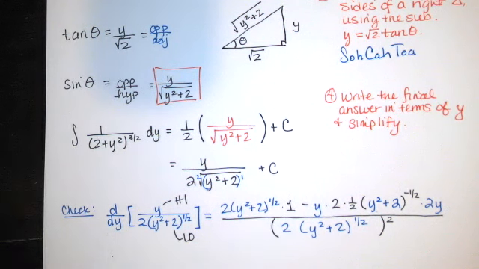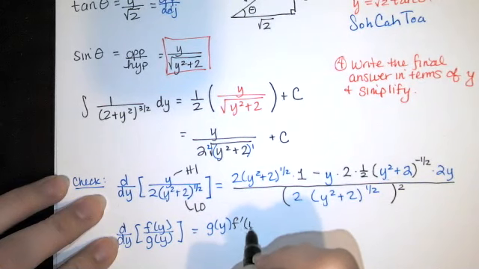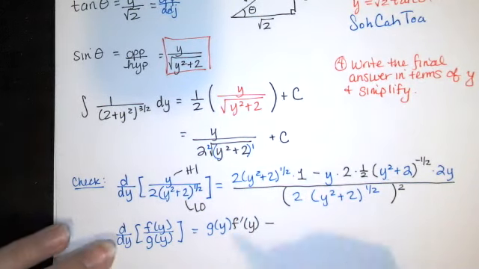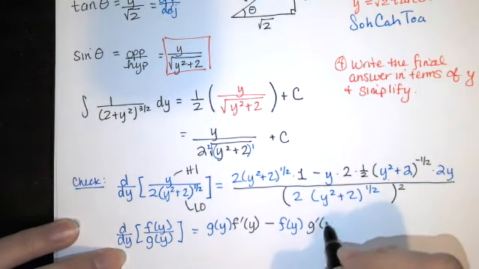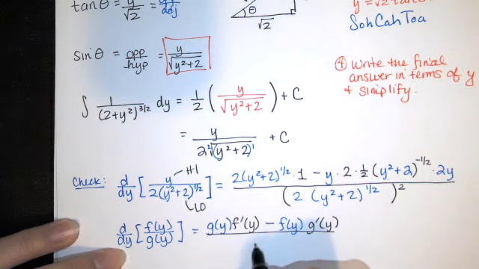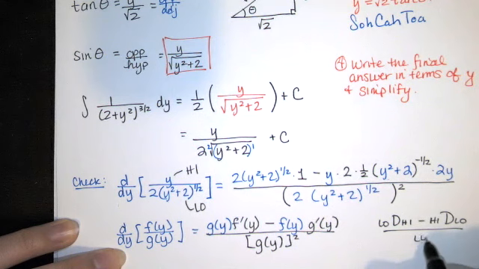Or if you prefer more traditionally, if we have a function of y here and a function of y here, we have the bottom function times the derivative of the top function, minus the top function times the derivative of the bottom function, over the bottom function squared. And that's that mnemonic: low d high minus high d low over low low.